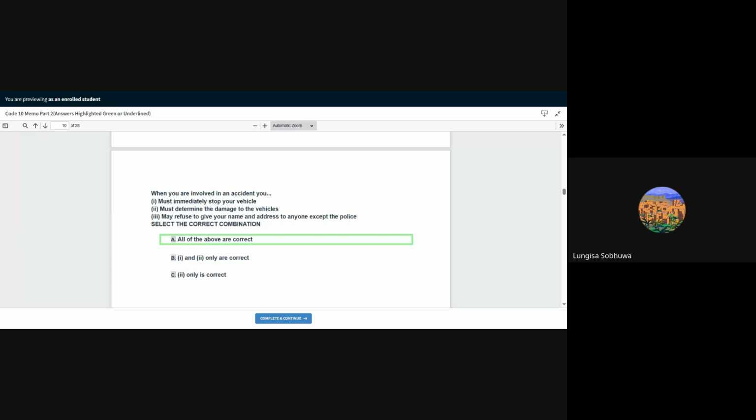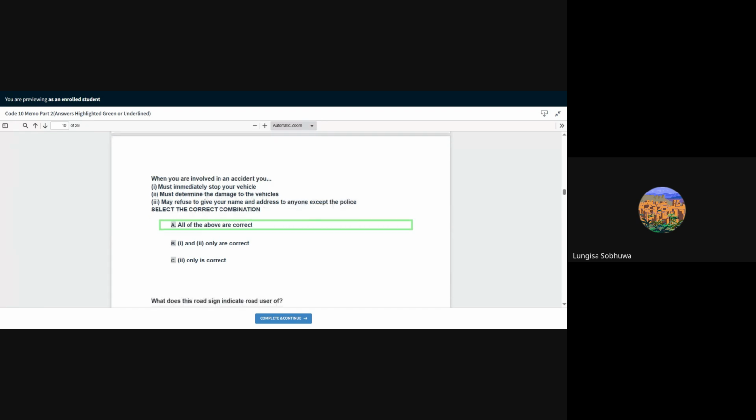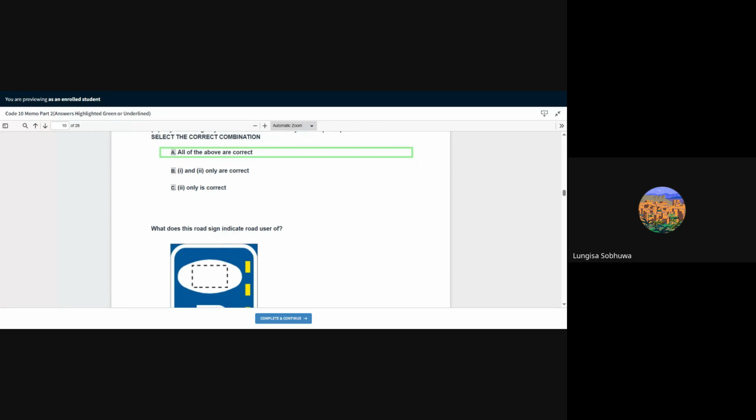Combination, select the correct combination. When you are involved in an accident, number 1, you must immediately stop your vehicle. Number 2, you must determine the damage to the vehicle. Number 3, refuse to give your number and address to anyone except the police. So the correct answer there is A, all of the above.